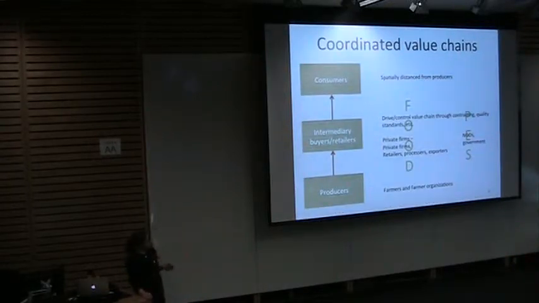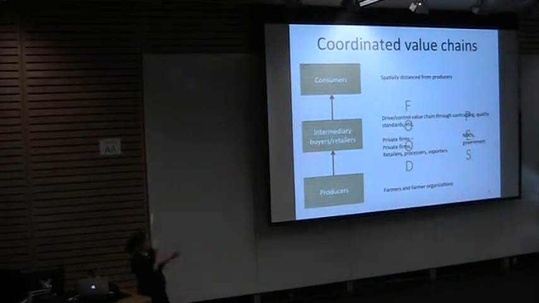So I started noticing that in both those cases, you have a similar structure to the value chain going on. And so I started calling them coordinated value chains, where you have this quite powerful intermediary in the middle who is driving or controlling this value chain through processes such as contracting, quality standards, things like that.